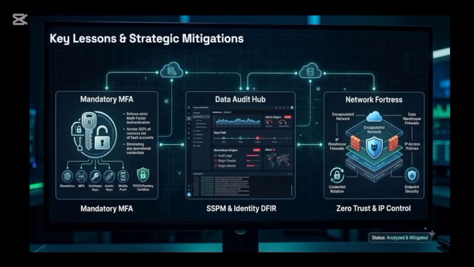Final thought to leave you with: security is only as strong as its weakest link. Don't let a missing MFA option ruin your entire cloud.